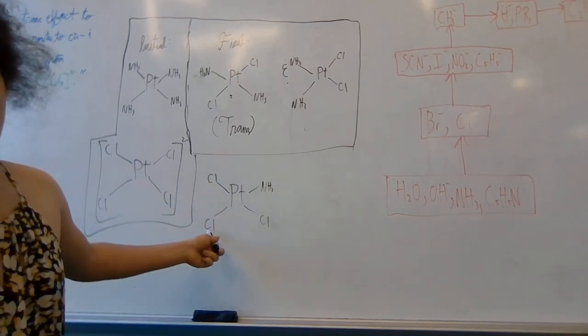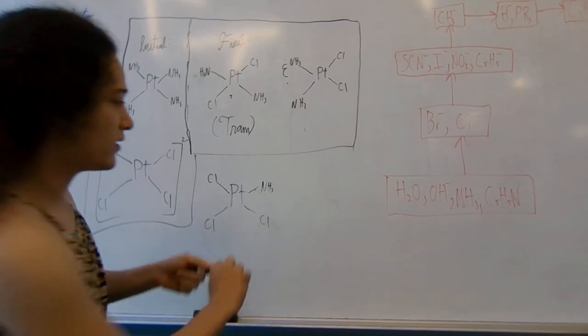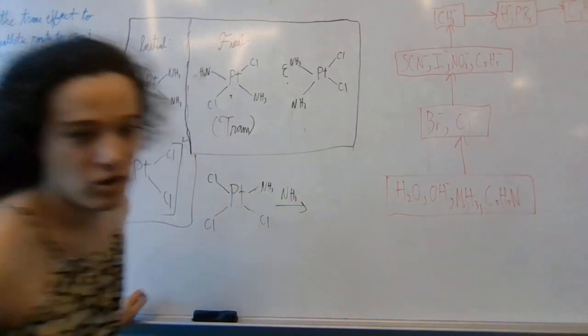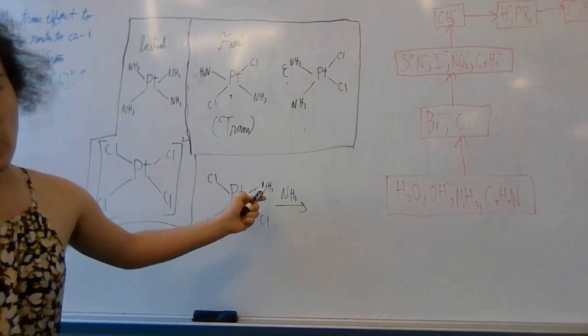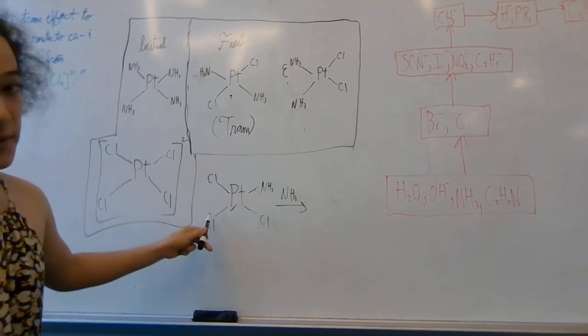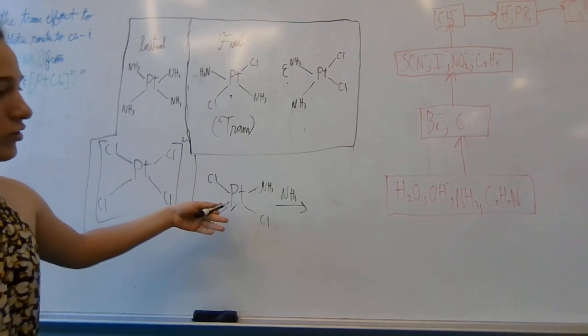So let's say it goes across from this chloride. That's not going to happen because there's already an NH3 there. We just mentioned that we're treating it with that. So it can't go here because there's already an NH3 there. It wouldn't be any different. It can't go here because we know that chloride has a stronger trans effect.